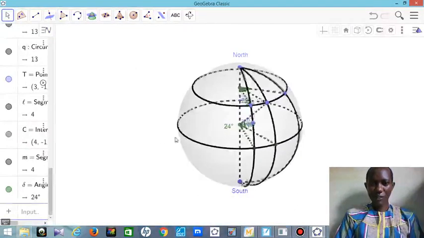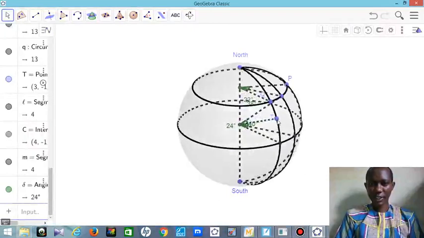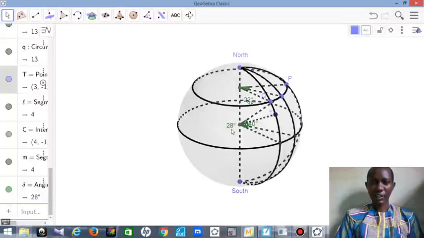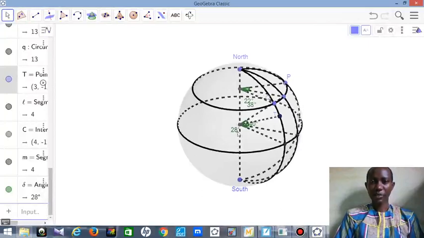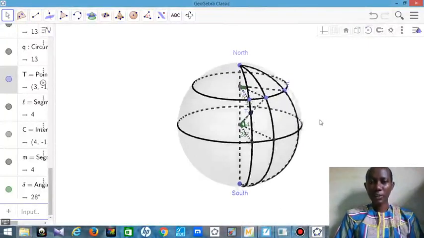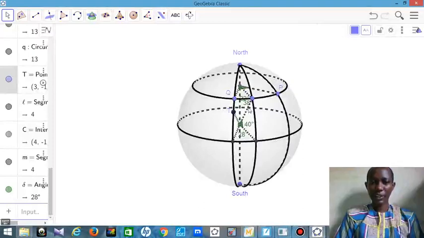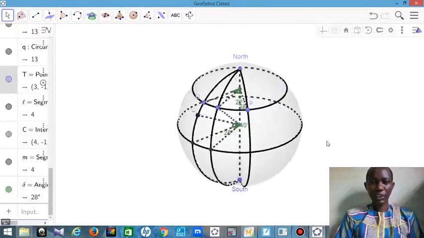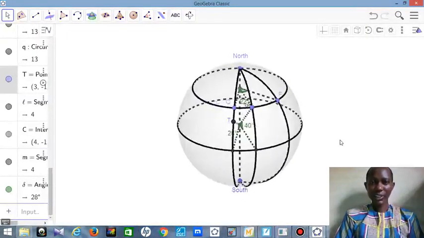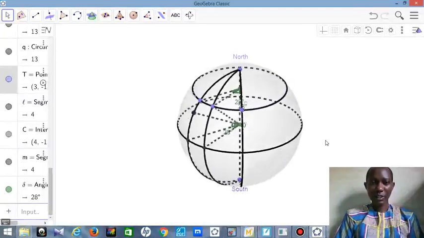Okay, so you can see it clearly now. This is point C. You can see the angle is 28. It's on the same longitude with Q, but downward, which is 28 degrees, while Q is 40 degrees. You can see 40 degrees to point Q, then 28 degrees to point T. So this is the sketch. I think you understand it in solid view when you see it very well.